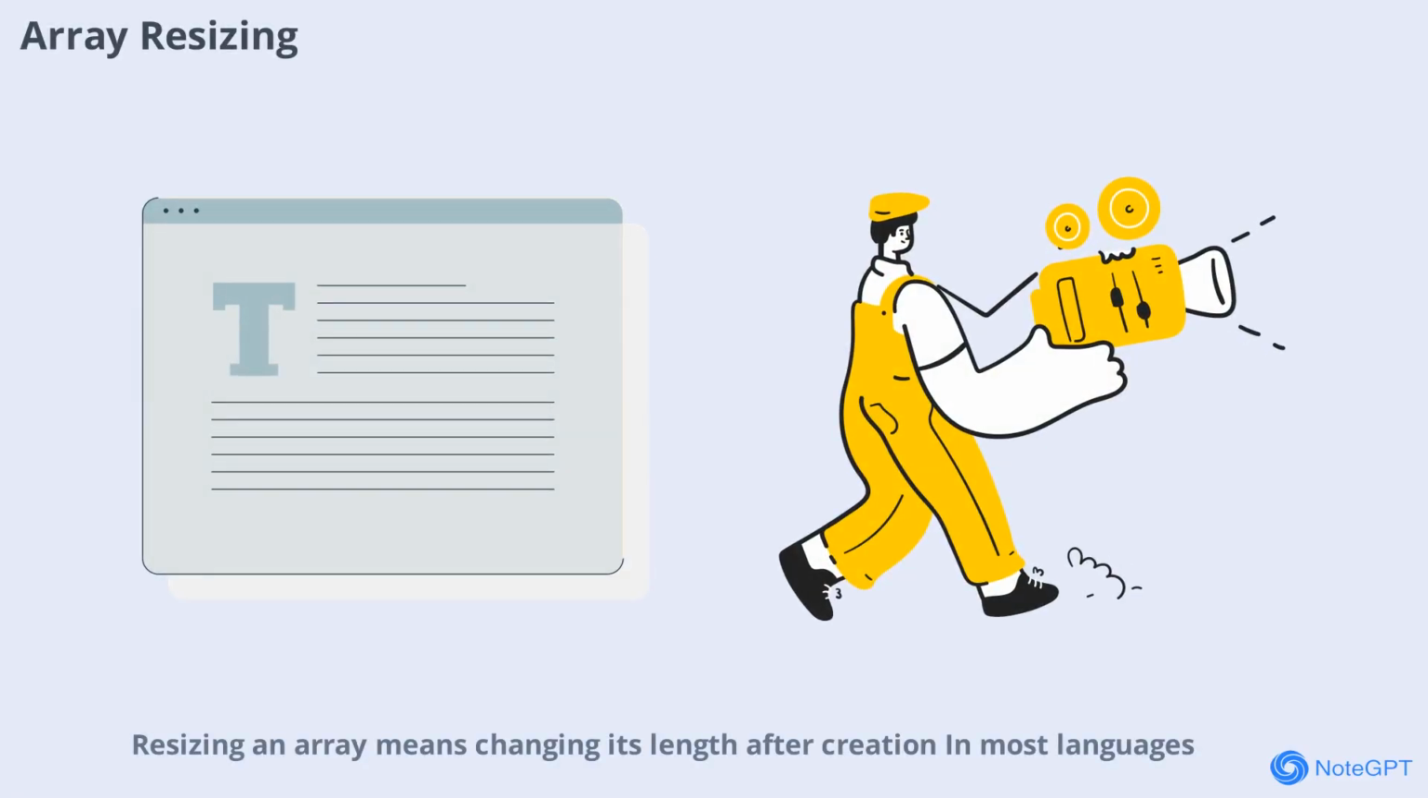Resizing an array means changing its length after creation. In most languages, regular arrays cannot be resized directly. Instead, you create a new array with the desired size and copy the elements over. Dynamic arrays handle resizing automatically, making them more convenient for situations where the amount of data changes frequently.